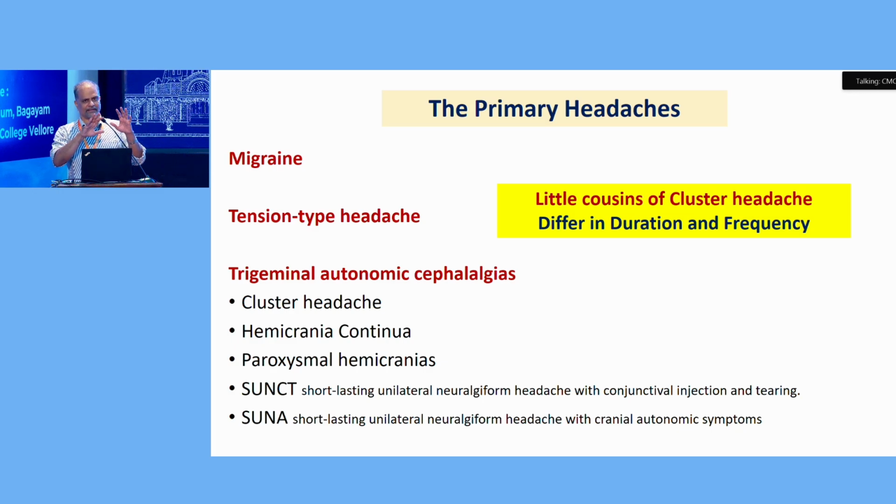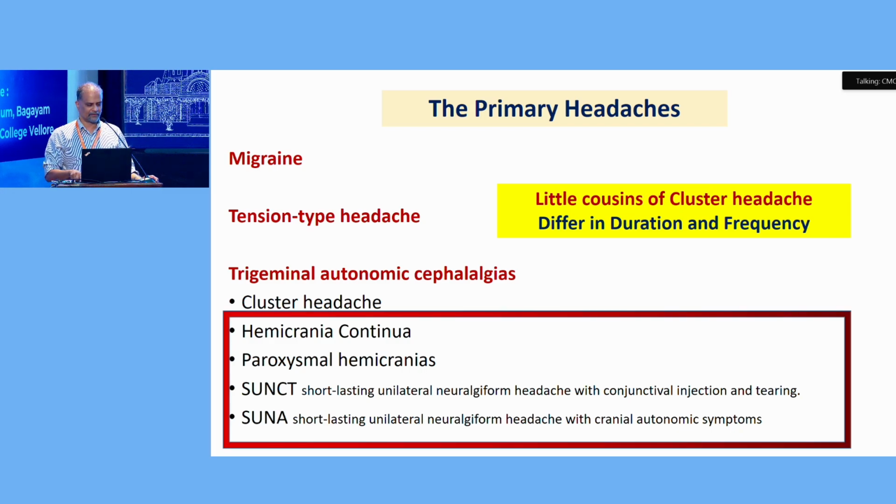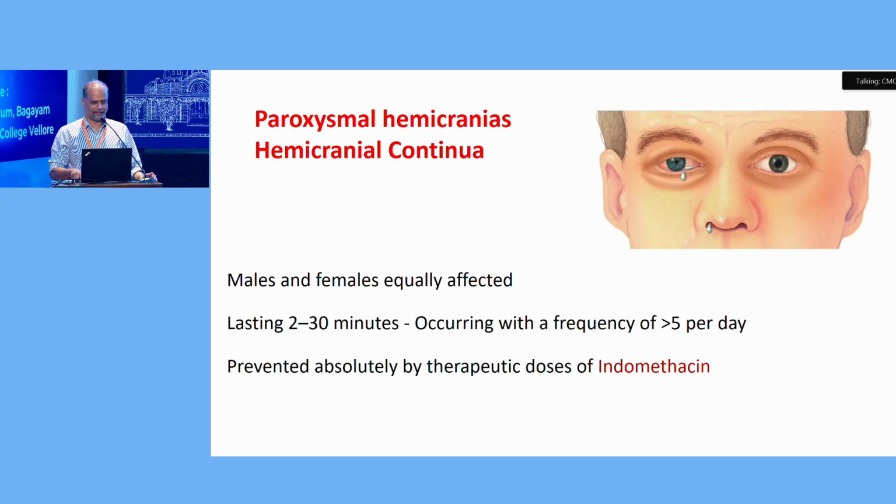This is similar to cluster headache, but they differ in duration and frequency. So we'll look at these very quickly. One is called paroxysmal hemicrania or hemicrania continua. These are headaches lasting only around half an hour, mainly on one side, and some of them respond very dramatically to indomethacin. So sometimes it is also called indomethacin responsive headache.